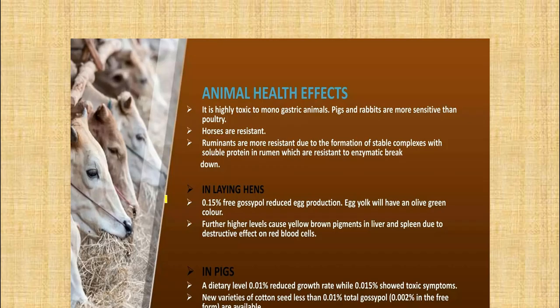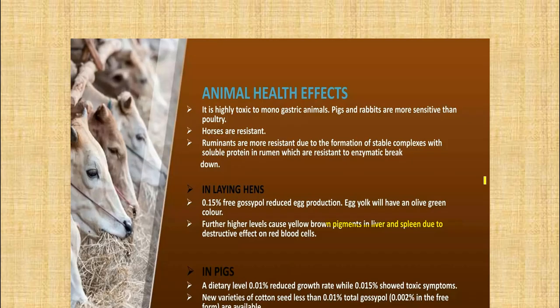Further higher levels cause yellow pigment in the liver and pain due to the destructive effect on the red blood cells. So in pigs, a gossypol dietary level of 0.01% reduces growth rate, while 0.15% showed toxic symptoms.